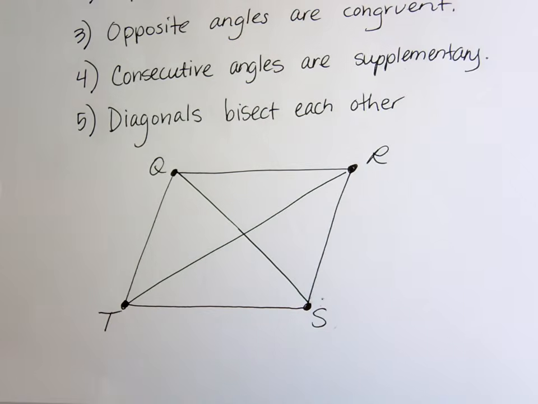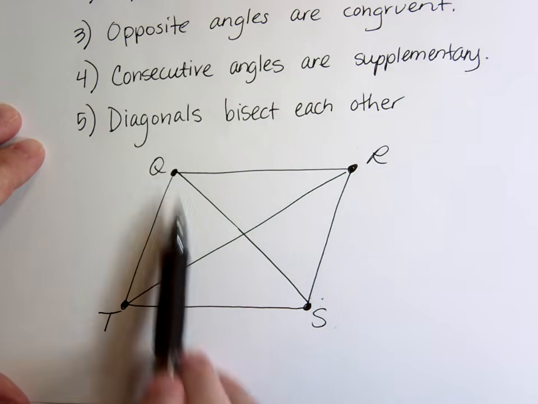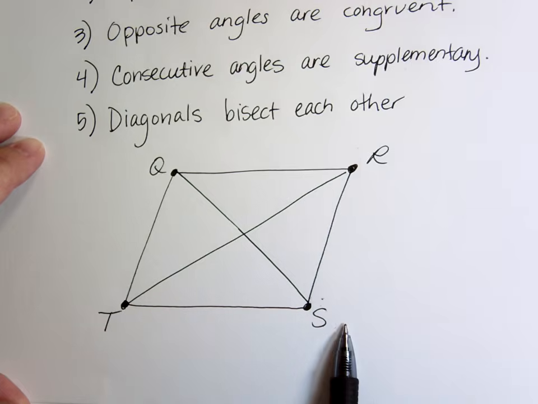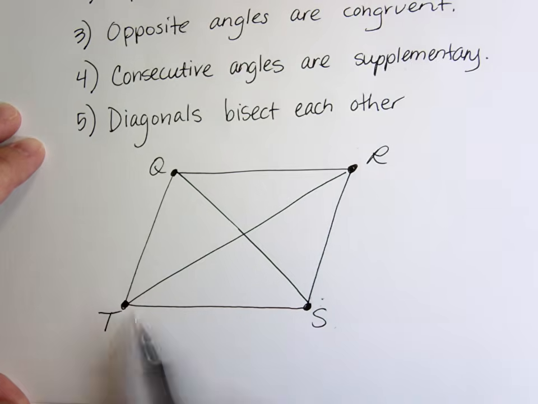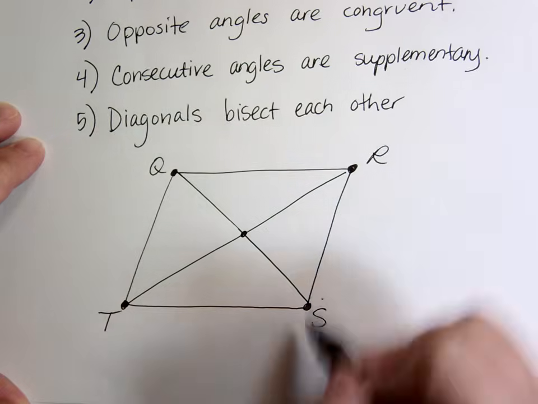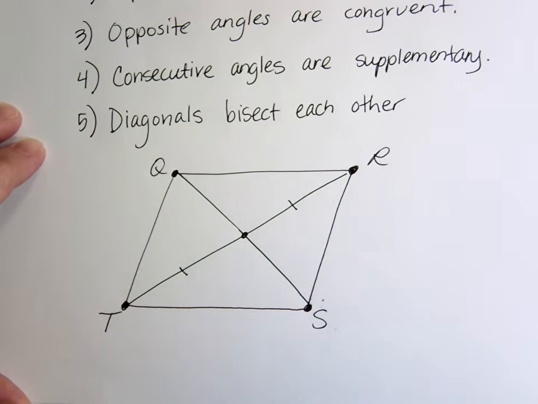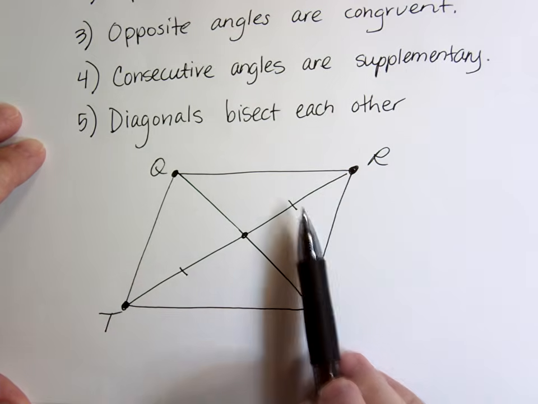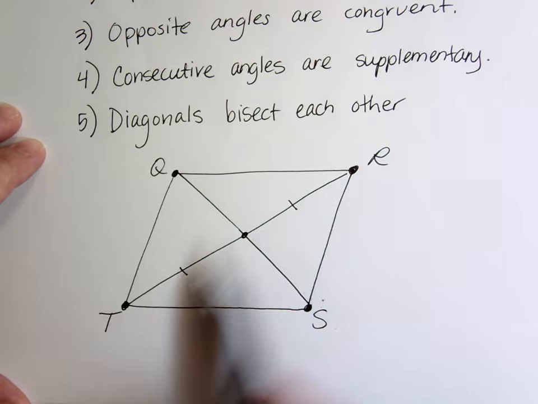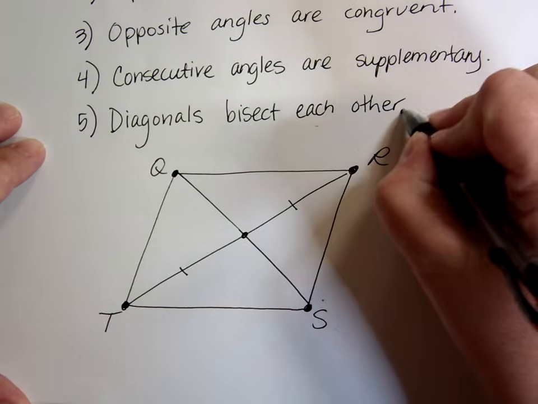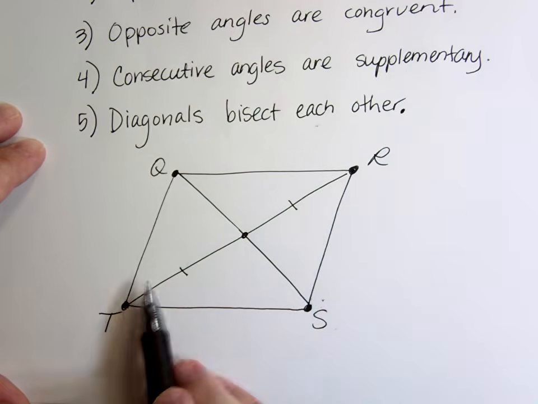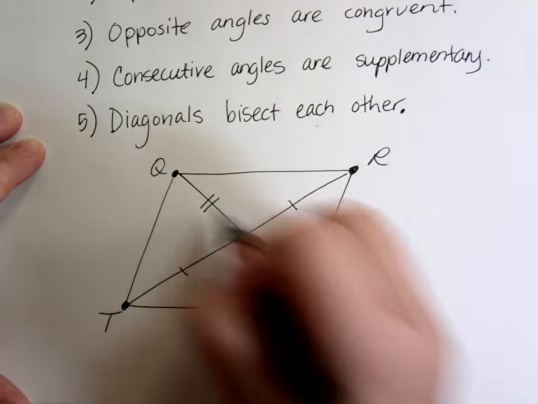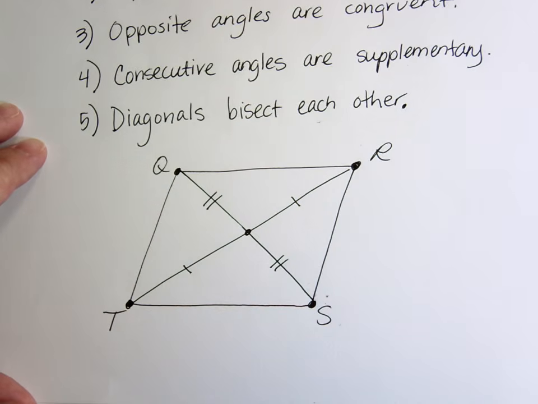Now if they bisect each other, let's just think about that one at a time. If QS bisects RT, that means QS cuts RT into 2 congruent pieces. So that means where QS crosses RT, it chops it into 2 congruent pieces. So for instance, if RT was originally 10, QS cuts it into 2 pieces that are 5 and 5. But this says each other, so it works both ways. RT does the exact same thing to QS. So RT cuts QS into 2 congruent pieces. So this is what it means that diagonals bisect each other.